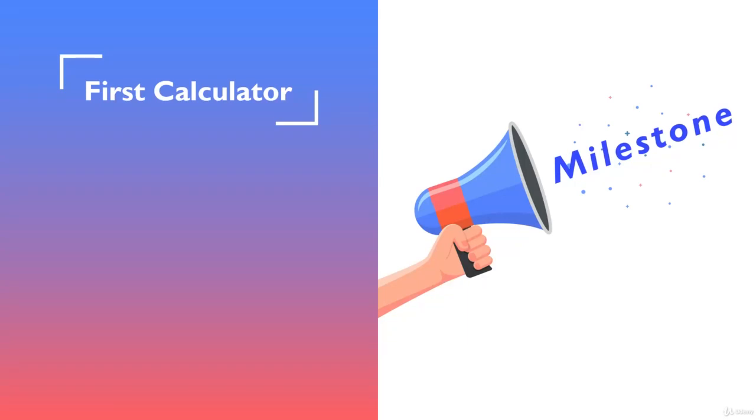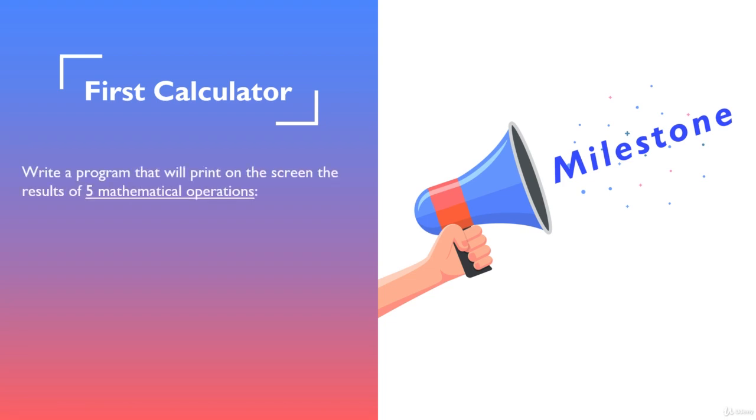Welcome back, ladies and gentlemen, and finally, after a good practice to our programming skills, we're getting to our first milestone. And in this milestone, we are going to write a program that will print on the screen the results of 5 mathematical operations: addition, subtraction, multiplication, division, and remainder. And these mathematical operations are going to be done on these two numbers, 5 and 2.